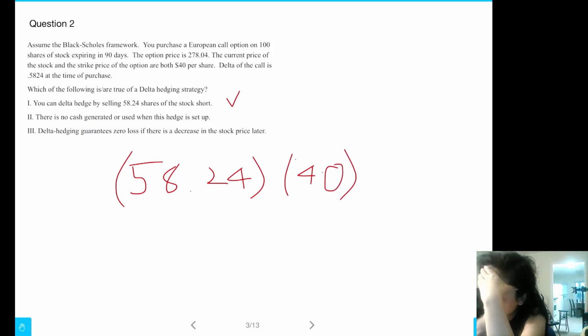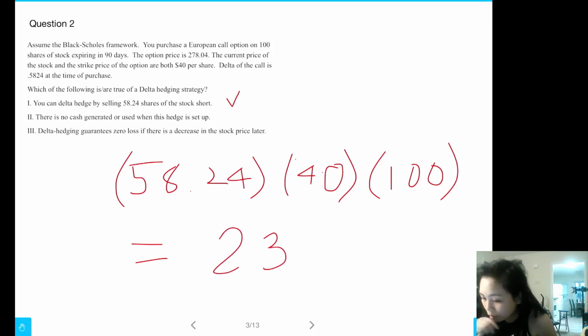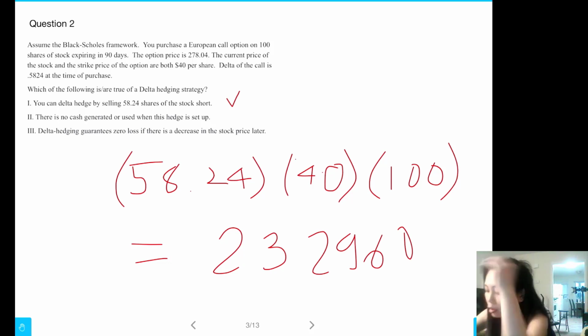And don't forget to times it by 100 units. So we pay 278, and after we sell, we get 58.24 times 40, let's say 2960. Of course, there is cash generated, so this statement is false, right?